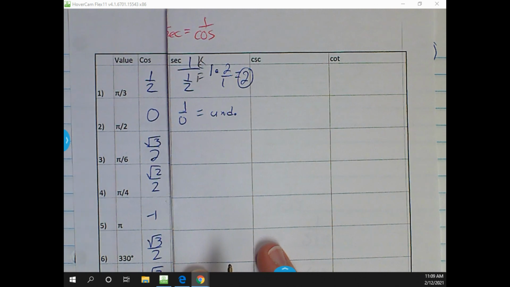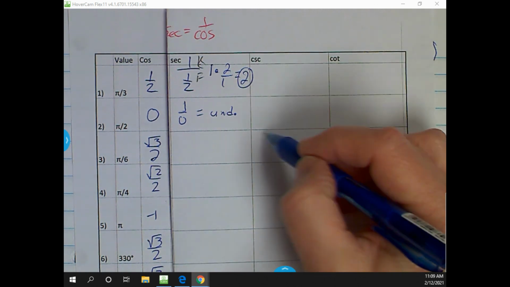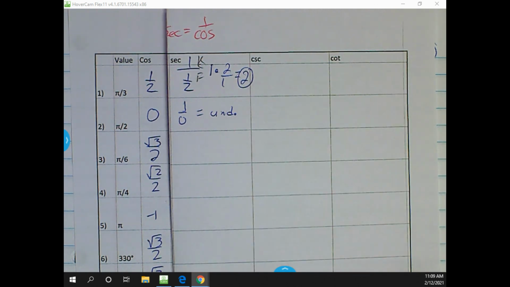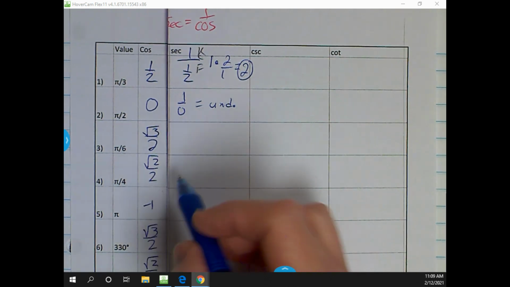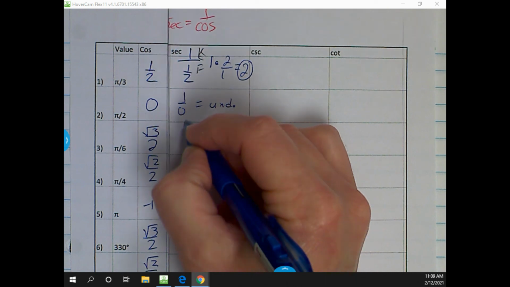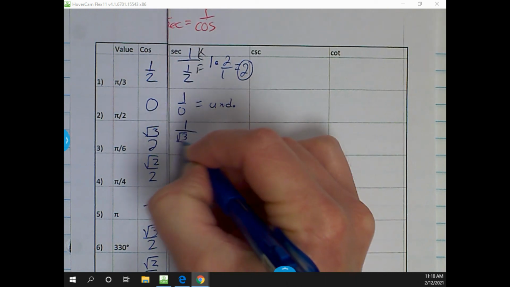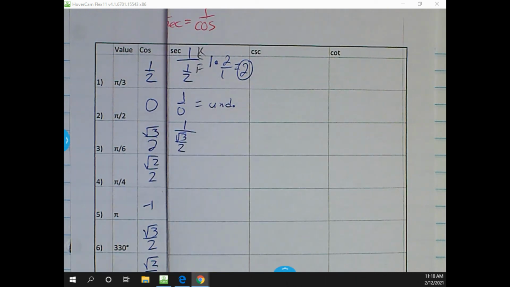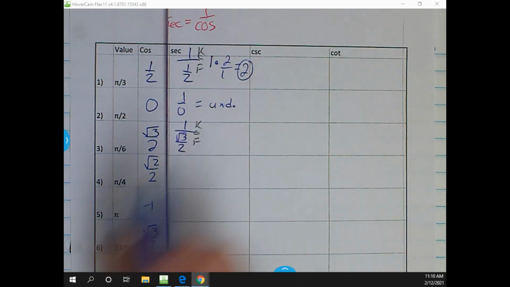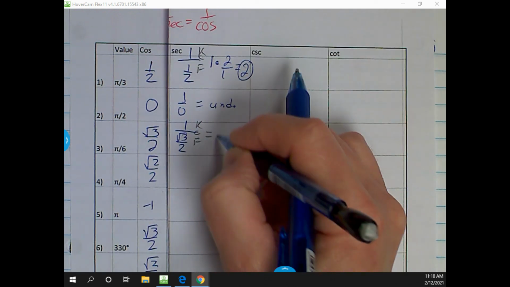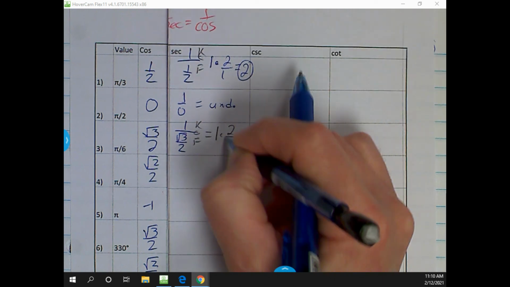All right, for number 3, we might have to go back, and we might have to sneak into cosecant numbers back here, but that's okay, because we'll be fine when we do this one. For pi over 6, if I ask you for secant of pi over 6, it's 1 over the square root of 3 over 2. And again, when you do enough of these, you kind of see the same thing. Again, we're going to keep it, change it, flip it. And hopefully you notice that, if we do that, it's 1 times 2 over the square root of 3.